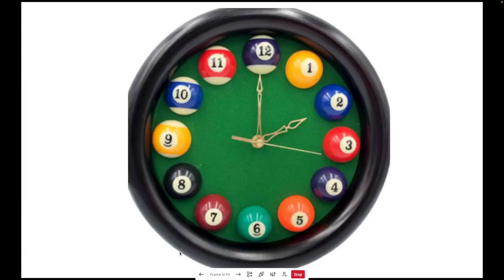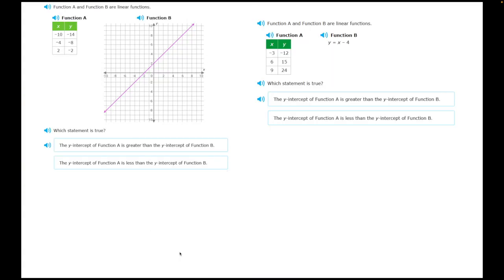All right, it's time to practice what you just learned. Go ahead and pause the video and try these two problems on your own. And when you're ready, you can unpause the video and we'll check your answers.